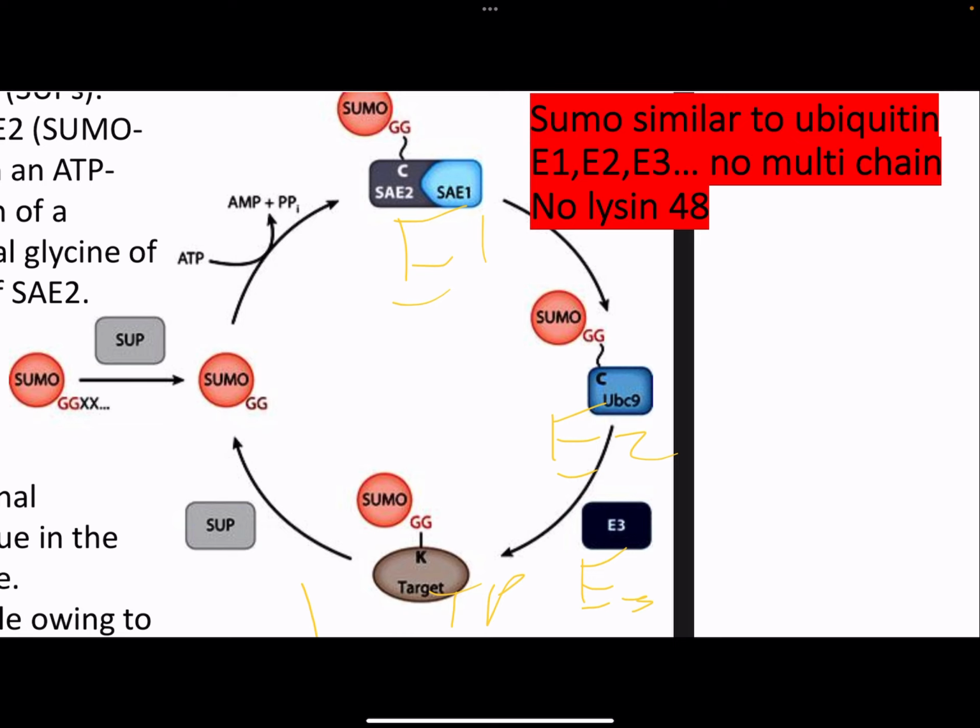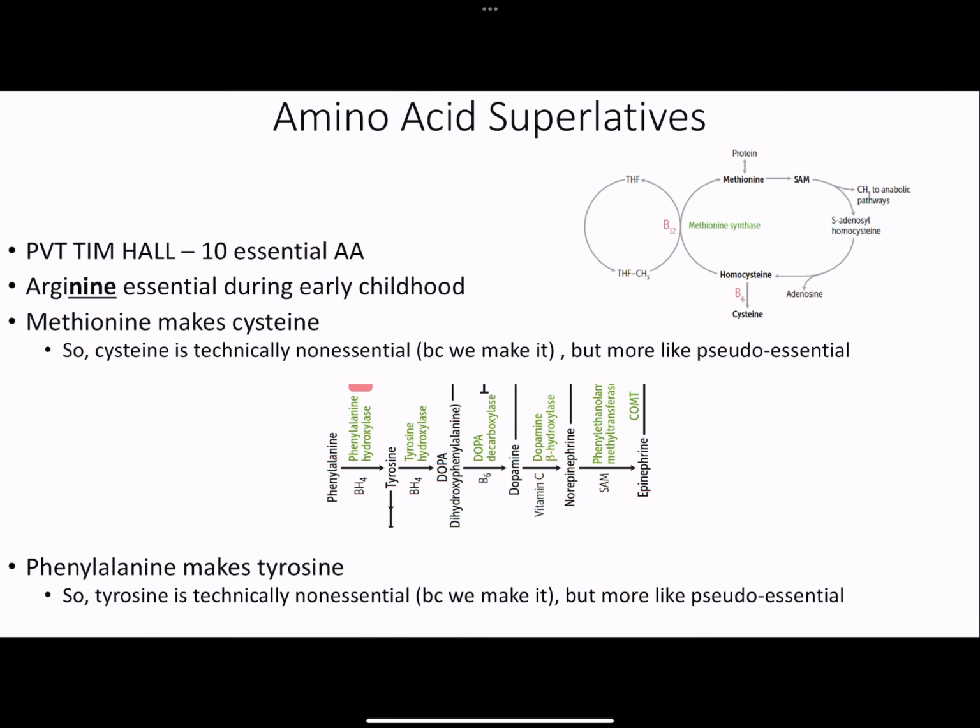So sumoylation is pretty much the same thing. You're going to take the SUMO group and you're going to put it onto this first protein, and then you're going to put it onto this second protein, and then the third protein is going to facilitate the interaction between this E2 and the target, and then we're going to put it onto the target.